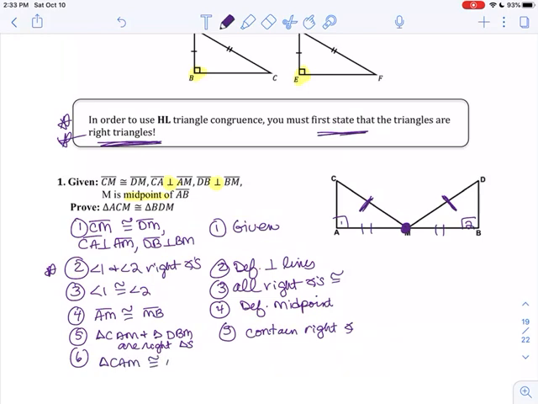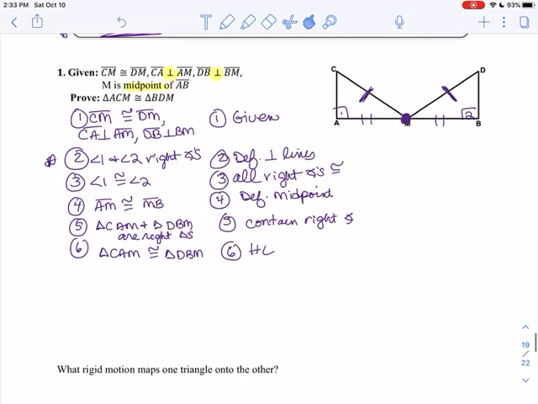Now, if they are right triangles and I have a hypotenuse and a leg, now I can say they're congruent. So triangle CAM is congruent to triangle DBM, and the reason is hypotenuse-leg.